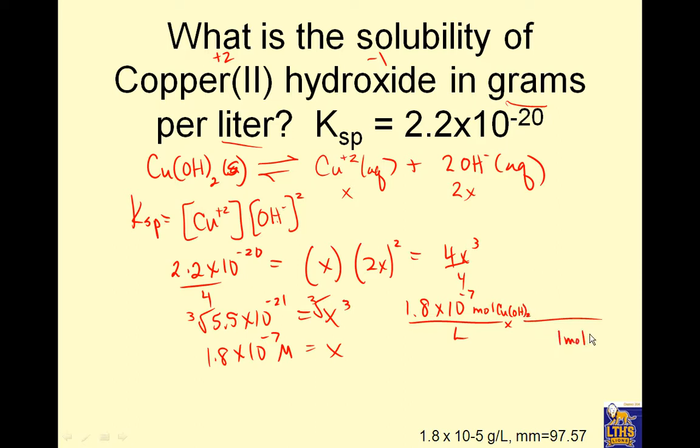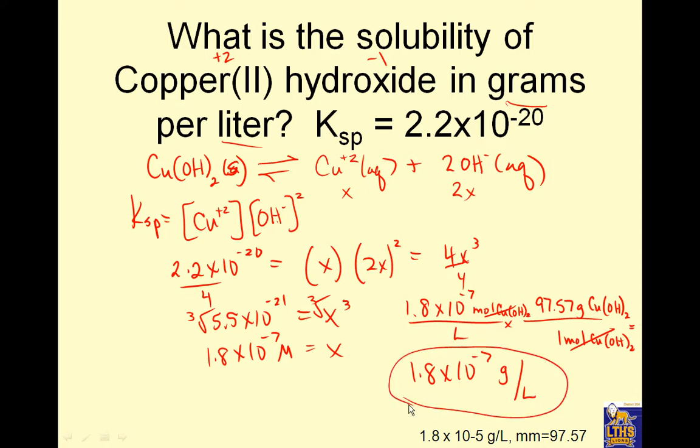So then 1 mole of the copper 2 hydroxide is equal to 97.57 grams. Where'd I get that? Periodic table, you betcha. All right, so that mole stuff is helping us along here. Moles of copper hydroxide cancel out, and we're going to get 1.8 times 10 to the negative 7th grams per liter. So that's the most copper 2 hydroxide that we can get to dissolve at the certain temperature. That's its solubility, grams per liter.